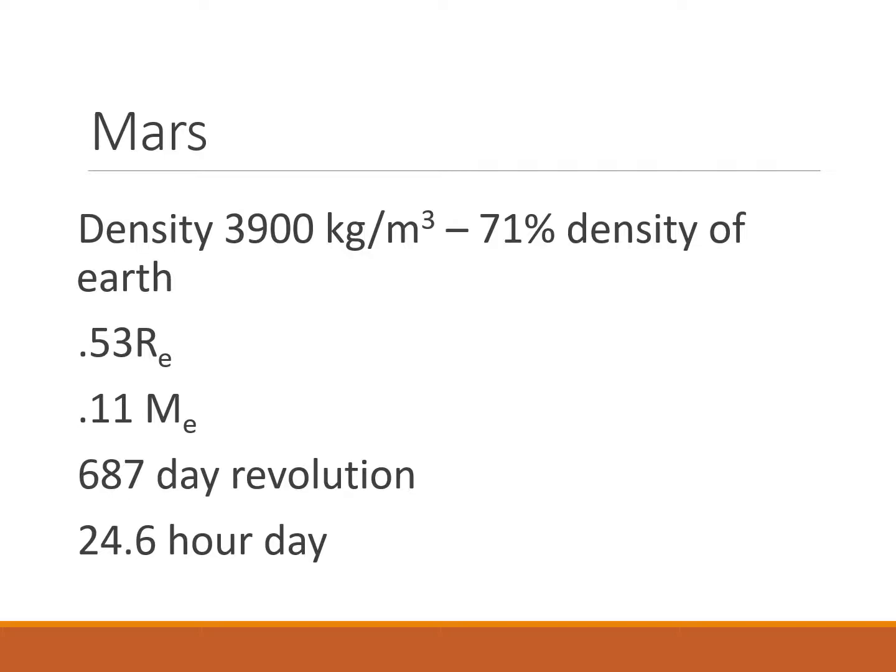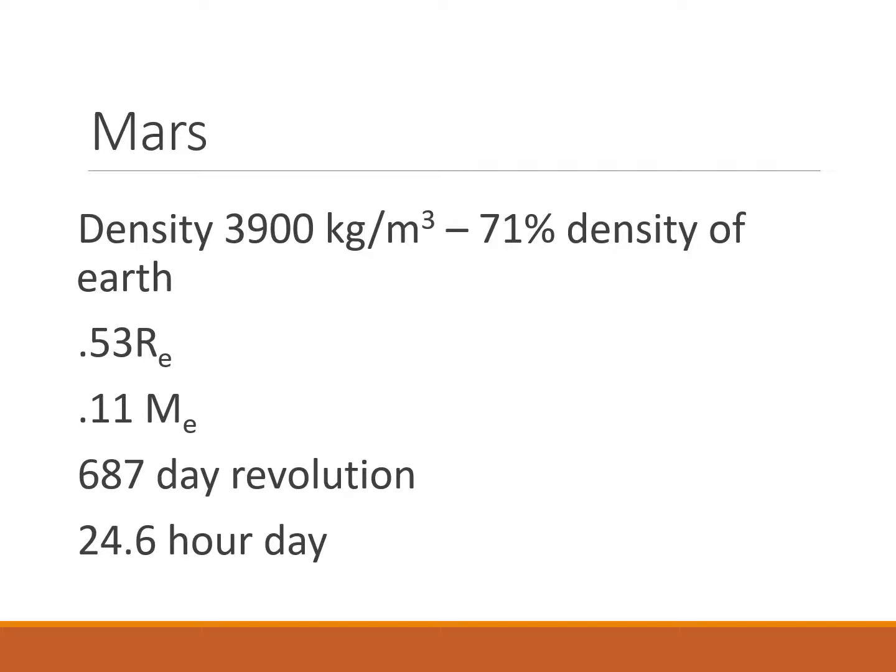Okay, so let's talk about Mars. Mars's density is very low. It's only 3,900 kilograms per meter cubed. That's only 71% of the density of Earth. And that also falls between the 2,000 and 4,000, which is rock. It's only 53% the size of the Earth, and it's only 11% of its mass. This is actually a very small planet. Even though its day is 24.6 hours, which is close to our day, it's still very small.